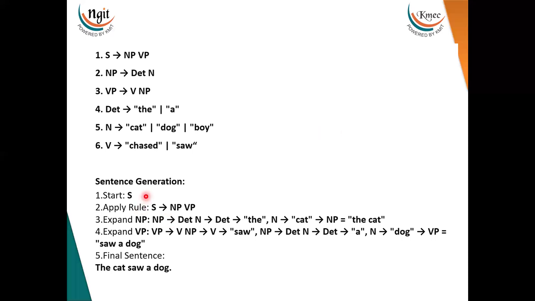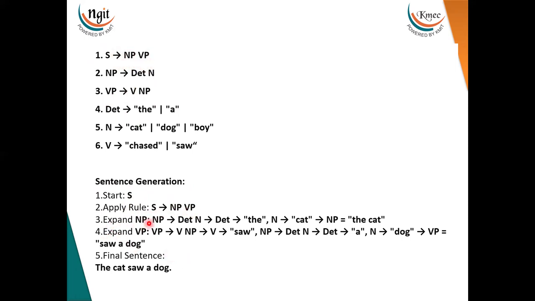Now, the sentence generation part we'll see. We already have a grammar with us. We have defined it here. Now you see the sentence. As I mentioned earlier, it starts with the root node, that is the start symbol S. So we are applying the rule S goes to NP VP, which means noun phrase and verb phrase.